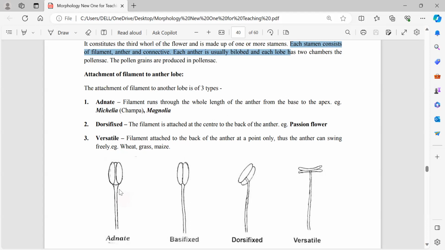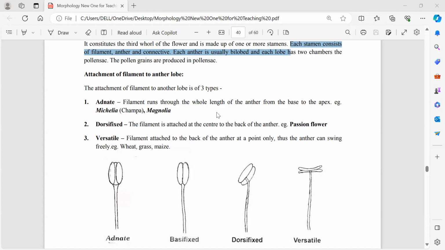This is called the connective. When we take a section of the anther, in a mature anther we will see pollen grains. And this connective will be a sterile tissue. It is composed of sterile cells which are not involved in formation of pollen grains. So this is another stamen. The upper portion is called the anther. This is the filament. Here the connective is not very visible. This is another stamen.